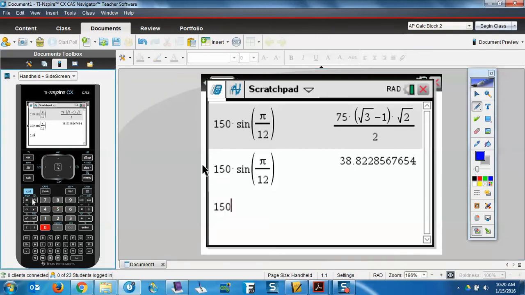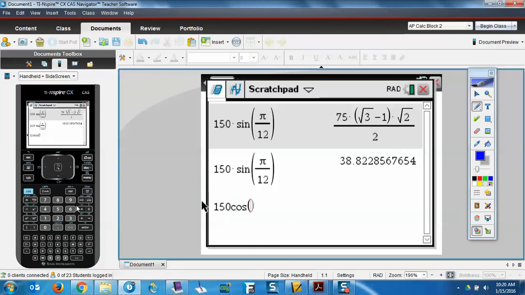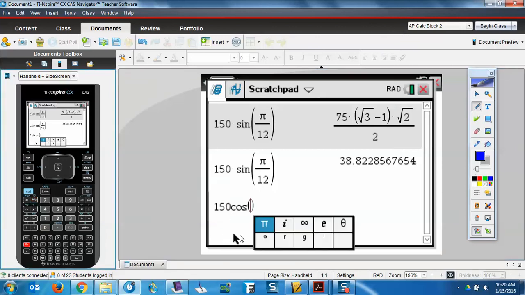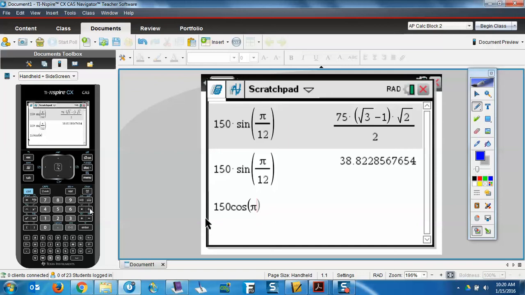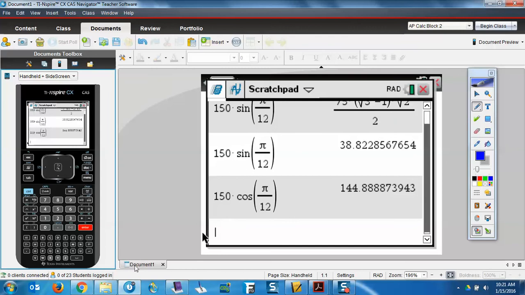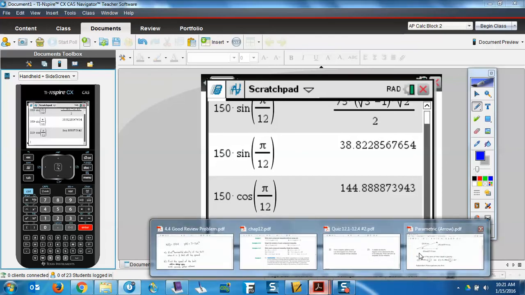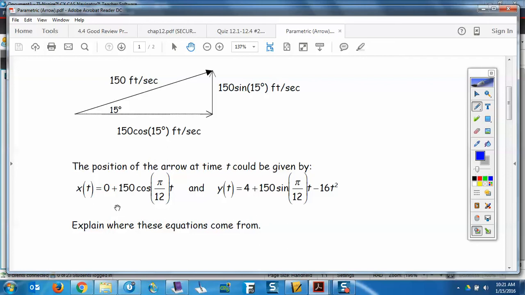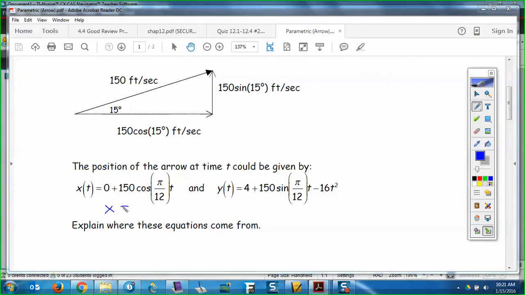And 150 cosine of pi over 12 is just that. So back here on this paper, this equation is really just x equals, what was cosine? That was 144 point something, I think, t.